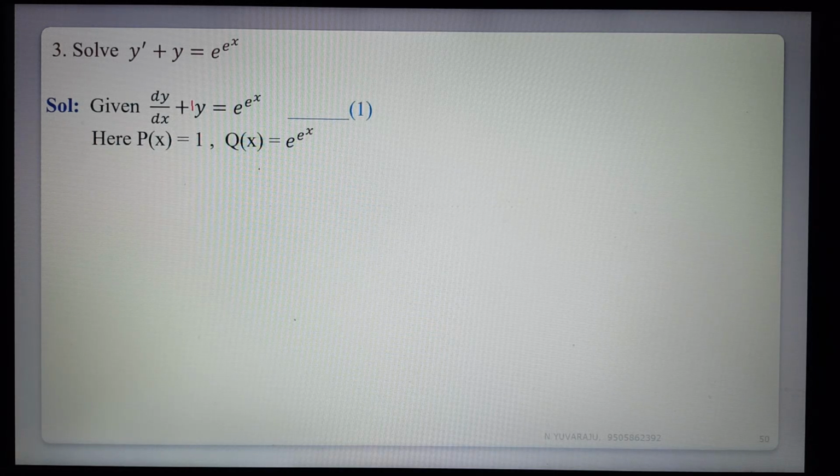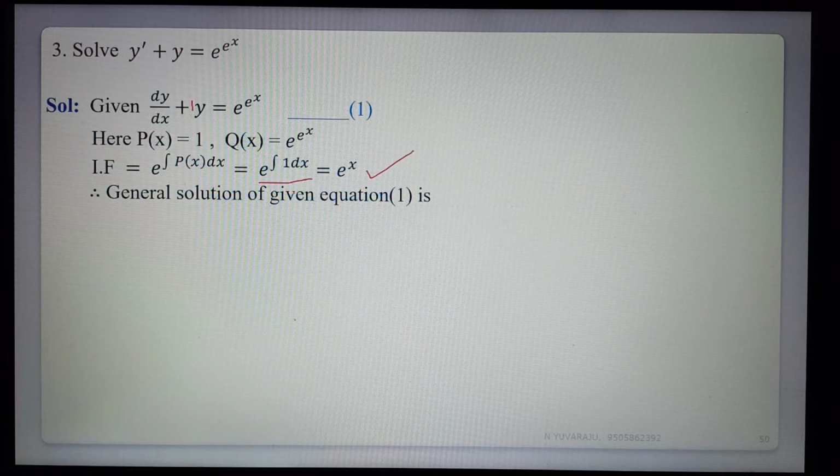Now finding the integrating factor. That is e power integration of p dx, which is e power integration of 1 dx, is equal to e power x. Therefore the general solution is y into integrating factor equals integration of q of x into integrating factor into dx plus c. Substituting the integrating factor and q of x.